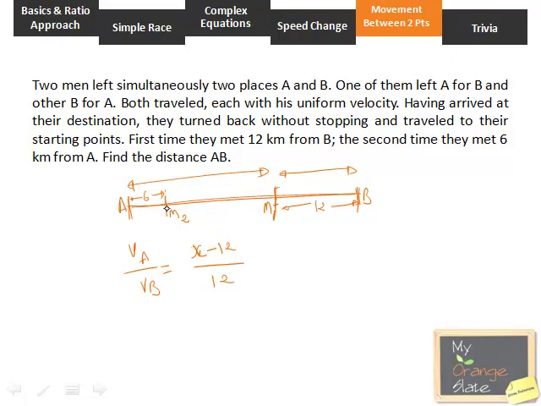And similarly for the second meeting, person who started from A covers the entire distance x kilometers, and on return he covers x minus 6 kilometers. Thus he has covered 2x minus 6 kilometers, whereas person who started from B covers x kilometers and then 6 kilometers. Thus he has covered x plus 6 kilometers.